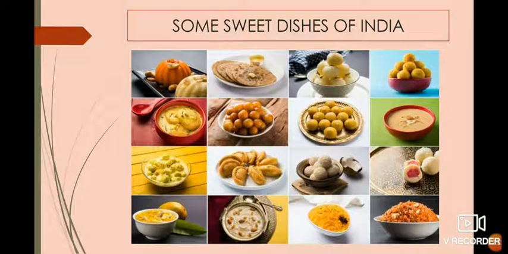Similarly, we have sweet dishes which are famous in different parts of India. For example, if you speak about Tamil Nadu, what is our famous dish? We can say that it is Chakra Pongal and Mysore Pak. These are two mouth-watering sweet dishes which are made in Tamil Nadu. Then, if you go to Kolkata, they have different types of sweets. The most famous being their rasagullas and sandesh. Similarly, in different parts of India, you have different sweet dishes.